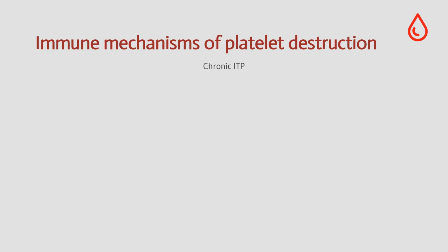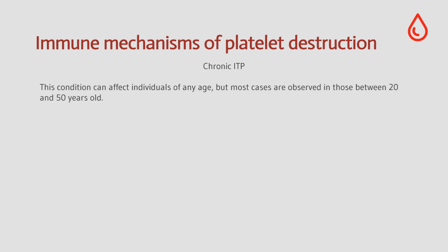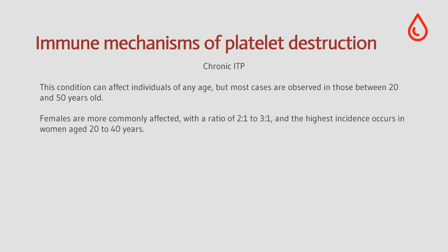Chronic immune thrombocytopenic purpura, or chronic ITP. This condition can affect individuals of any age, but most cases are observed in those between 20 and 50 years old. Females are more commonly affected, with a ratio of 2 to 1 to 3 to 1, and the highest incidence occurs in women aged 20 to 40 years. The annual incidence of chronic ITP ranges from 3.2 to 6.6 cases per 100,000.